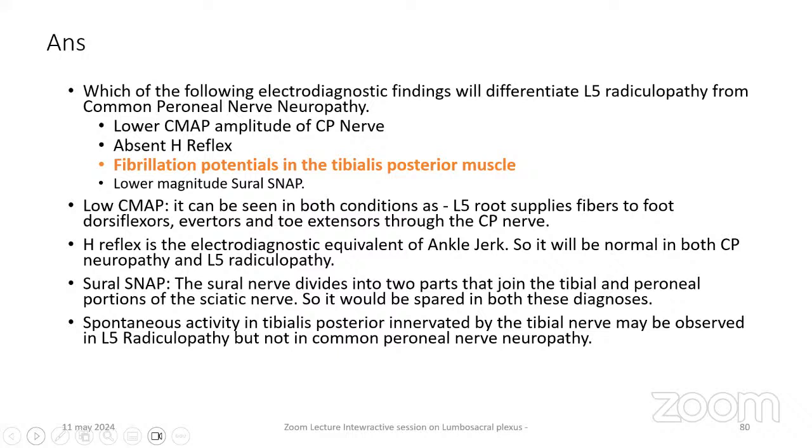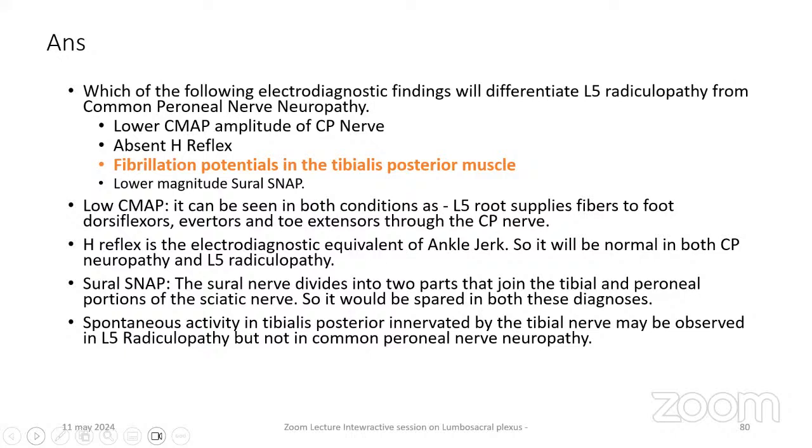Low CMAP can be seen in both conditions. L5 root supplies fibers to foot dorsiflexors, everters, and toe extensors through the common peroneal nerve. H reflex is the electrodiagnostic equivalent of the ankle jerk. So it will be normal in both CP neuropathy and L5 radiculopathy because there is no L5 reflex. Sural snap divides into two parts that join the tibial and peroneal portions of the sciatic nerve. So it would be spared in both these diagnoses.